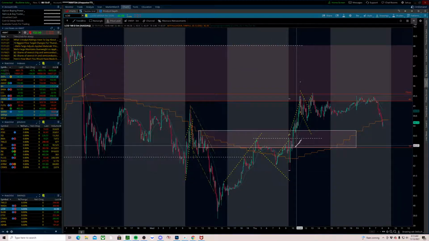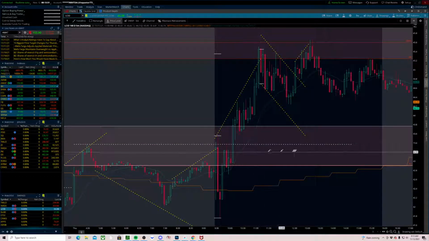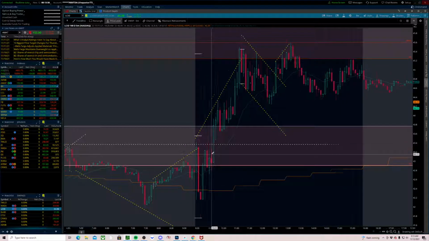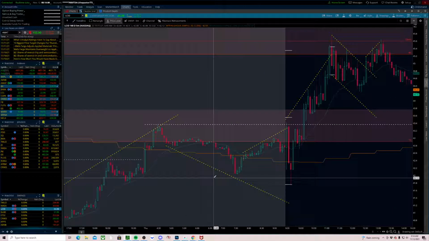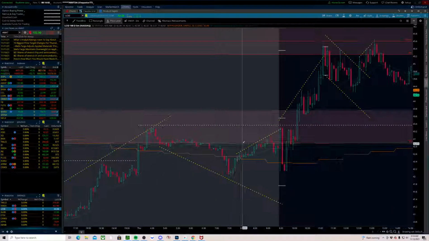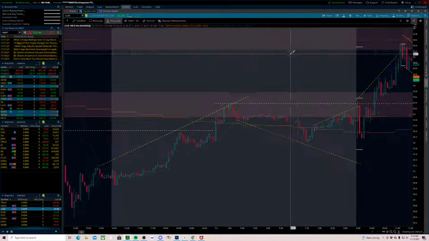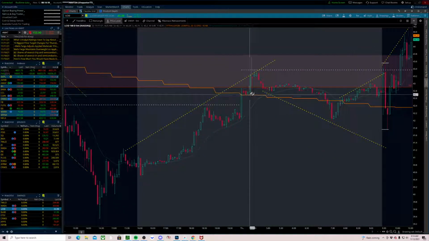I did not count the legs properly. Yeah, I've changed the colors again. Anyway, I didn't count the legs properly. When I went into the market, I had a short bias, possibly because of this supply area. I assumed it would have a double top, and I miscounted this leg.